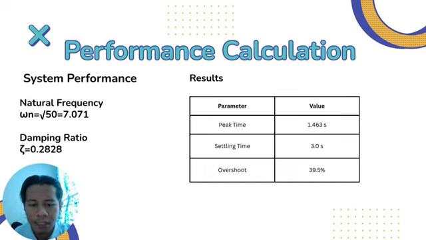Based on the calculation, the peak time is 1.463 seconds, meaning the system reached its maximum response in about one and a half seconds. The settling time is 3.0 seconds, which is the time required for the output to become stable. The calculated overshoot is 39.5%, indicating that the system exceeded the desired speed before settling. This result shows the system is underdamped, providing a relatively fast response but with noticeable overshoot.